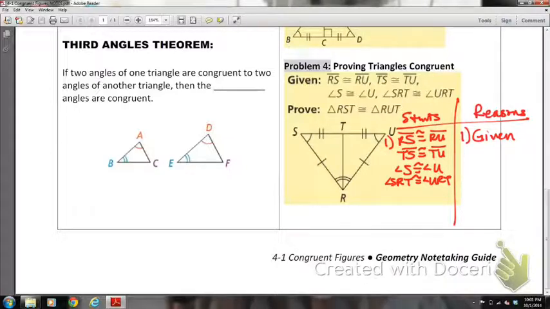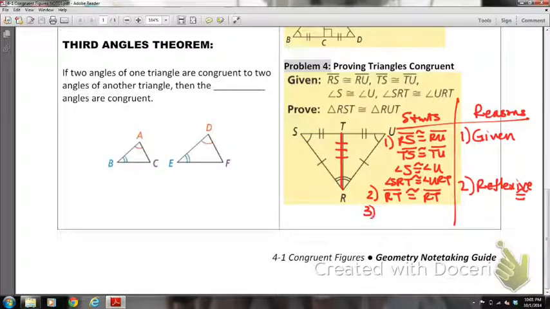The next thing we need to do is look at the diagram and see if anything else is congruent that we need. Once again, we have a shared side. RT is a shared side between the two, so it's congruent to itself. So in statement 2, we're going to say that RT is congruent to itself. That gets us the third side to be congruent that we need. The reason is the reflexive property of congruence.